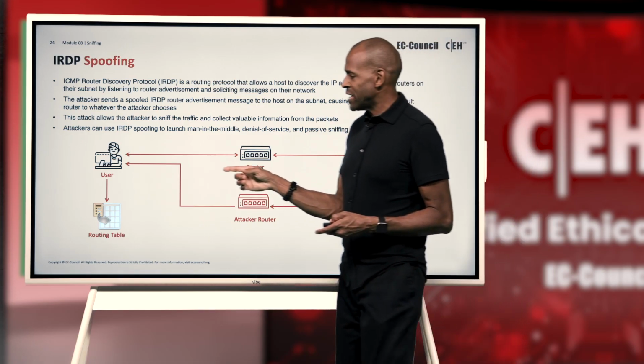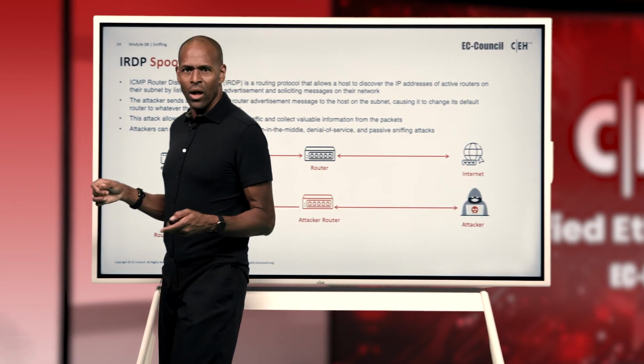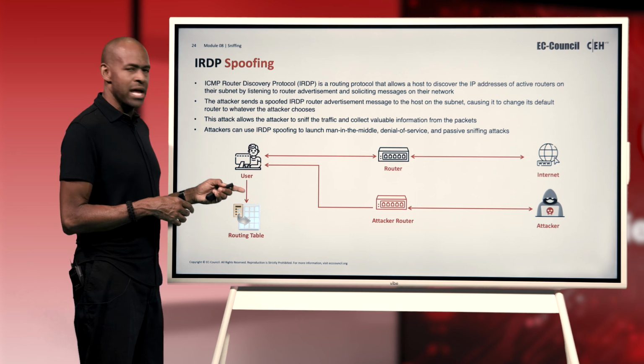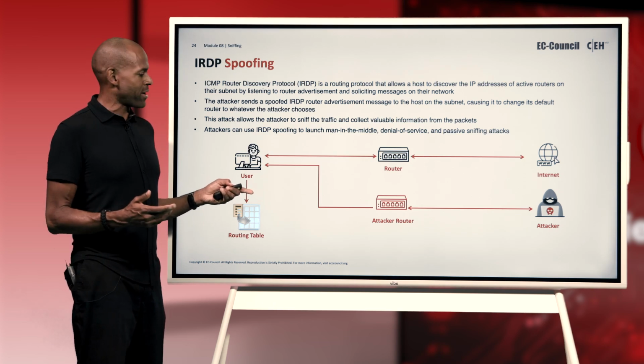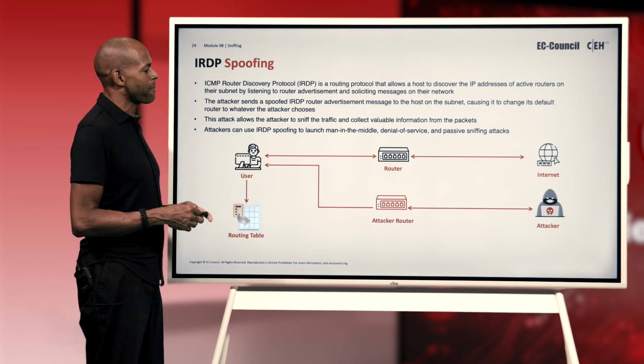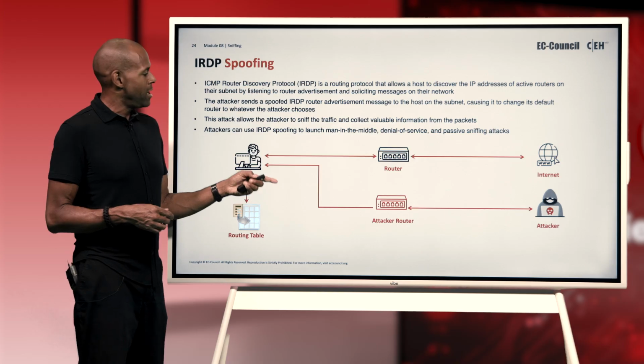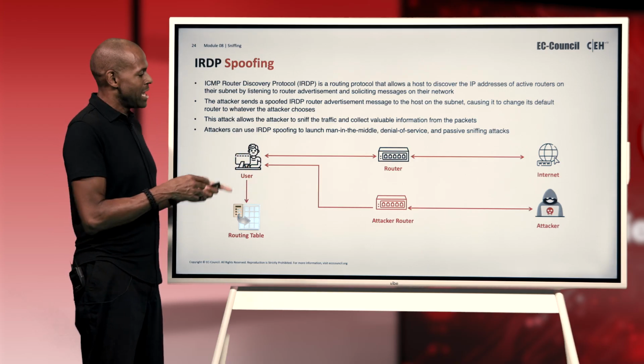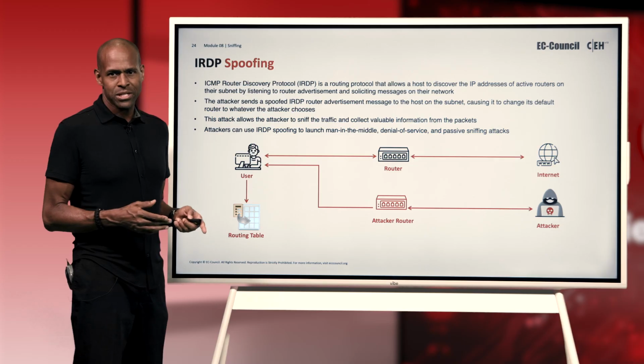And so this device will also respond to that IRDP router and say, hey, thank you. I can't get out of the network. I'm going to use you as my router. However, the IRDP router is put up by the attacker, and now they can control the communication and where it goes.